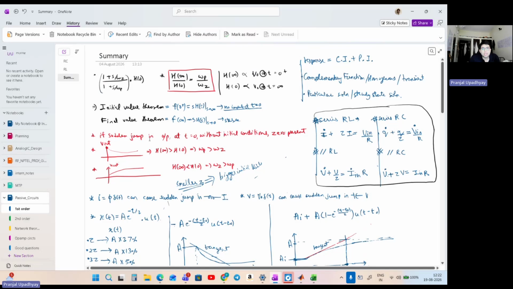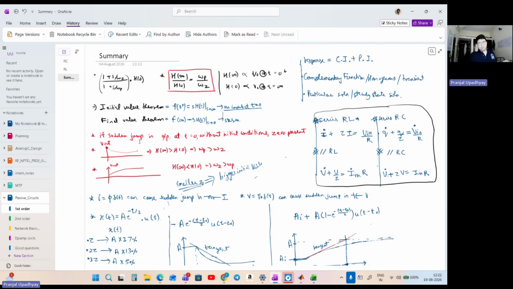Now, if there is some sudden jump in output in a circuit which does not have any initial condition, then from that we can intuitively figure out that the circuit has a zero. Okay, and this sudden jump, can it happen for an impulse? is the question.